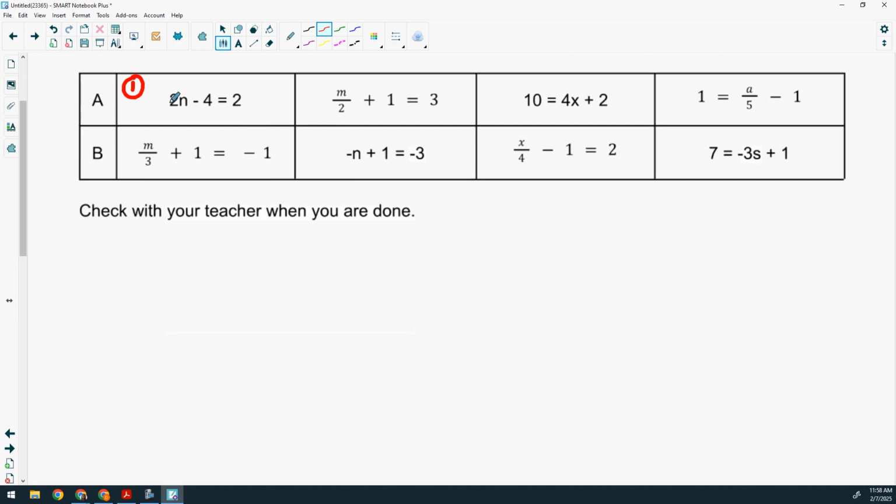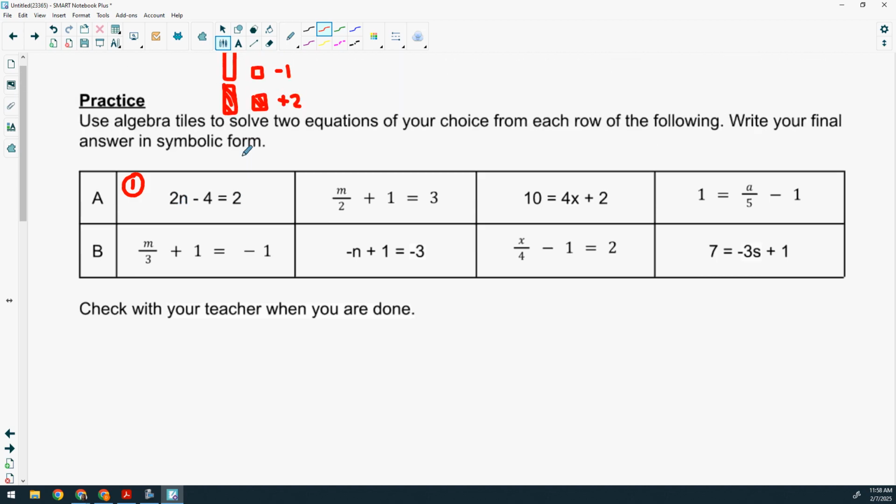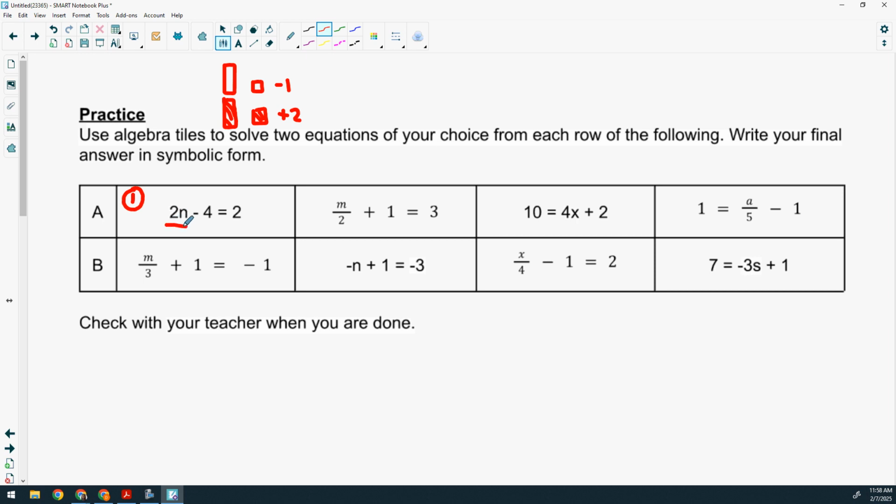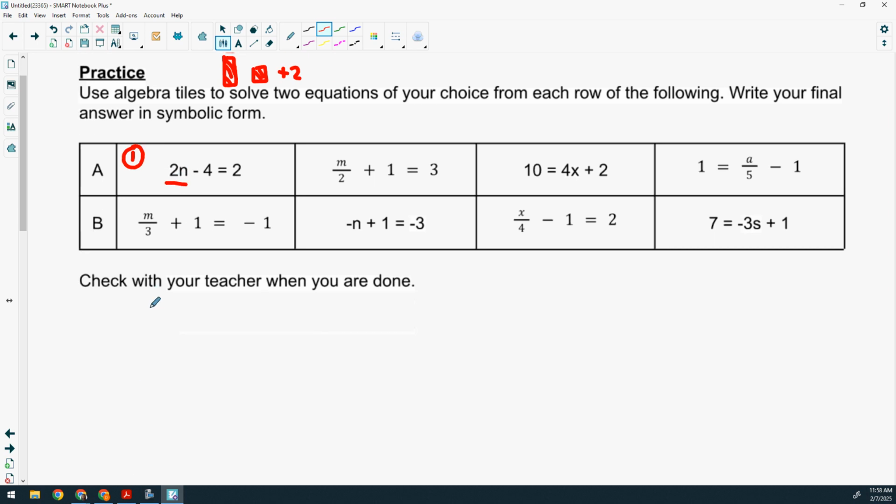So we have 2n minus 4 equals 2. What I'm going to do is use colors to help keep things organized. So we have 2n. I'm going to represent that with two shaded vertical boxes. So there's 1n, there's 2n. I'm going to switch colors. We have a constant of -4, so I'm going to use green. They're going to be unshaded because they're negative. 1, 2, 3, 4.